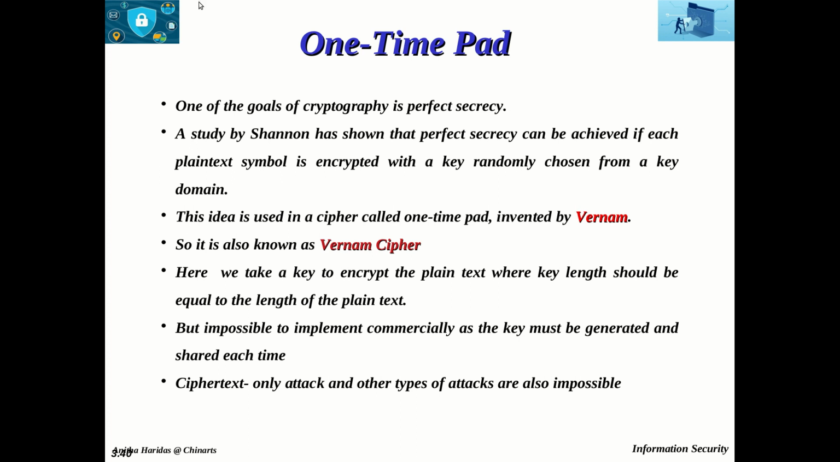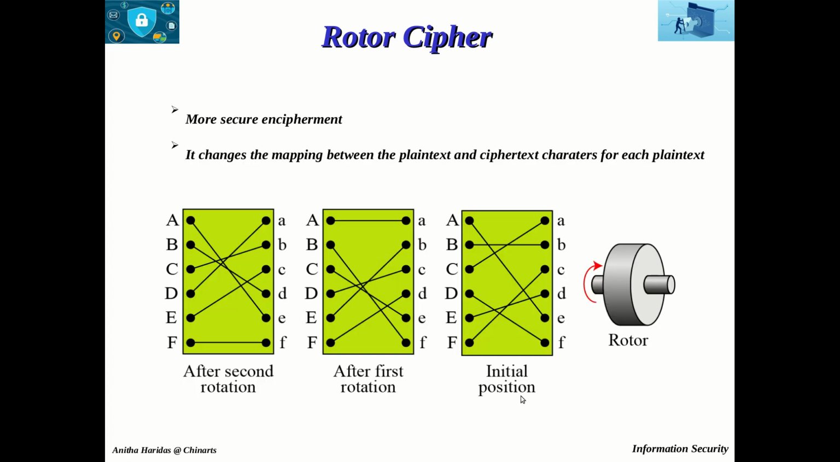So this simple cipher can become a perfect cipher if the key that is used to encrypt each character is chosen randomly from the key domain. Now when you see the one-time pad, the one-time pad is secure from ciphertext only attack, and not only that, other types of attacks are also impossible on one-time pad. And the next cipher is also known as the Rotor Cipher.